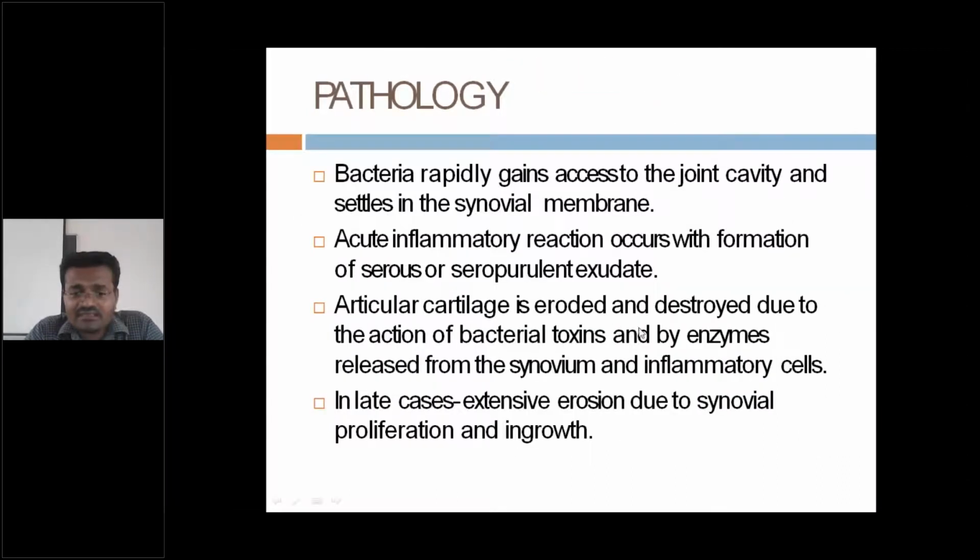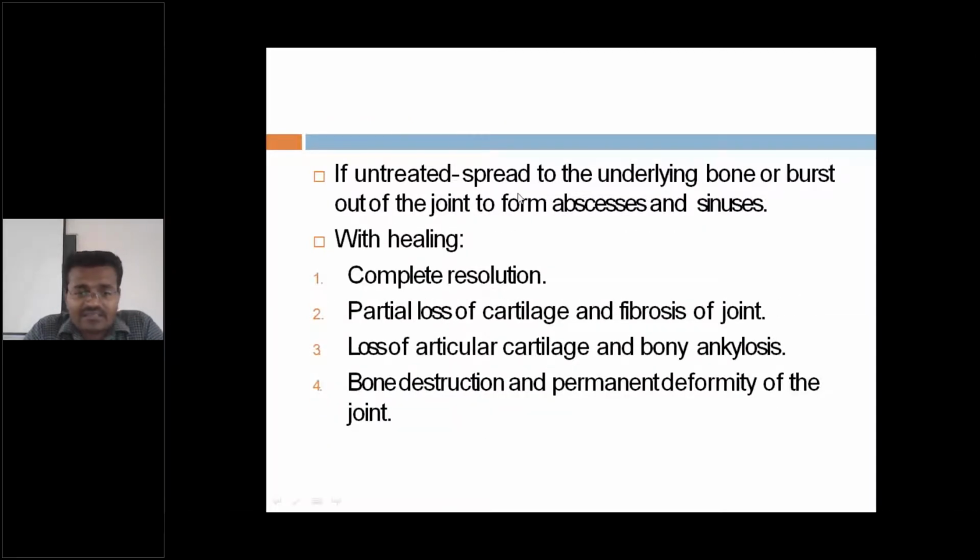The articular cartilage gets destroyed by the bacterial toxins and enzymes released from the synovial and inflammatory cells. In late cases, there will be erosion due to synovial proliferation and ingrowth. If untreated, it will spread and there will be abscess formation. There will be sinuses. If the patient can combat the infection, it may decrease. If we can't combat the infection, there will be no complete resolution. There will be fibrosis, loss of articular cartilage, and arthritis.